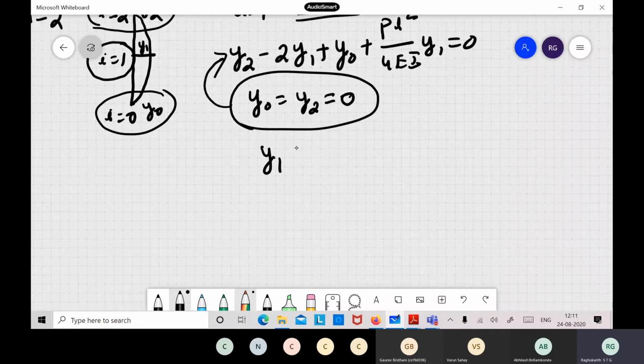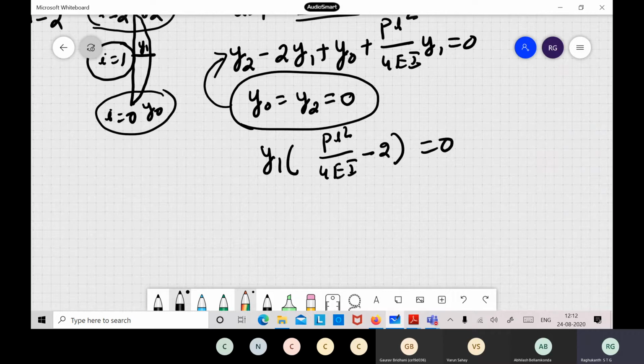So you have only y1 into PL square by 4EI minus 2 is equal to 0, you get. Okay, so now just one second.